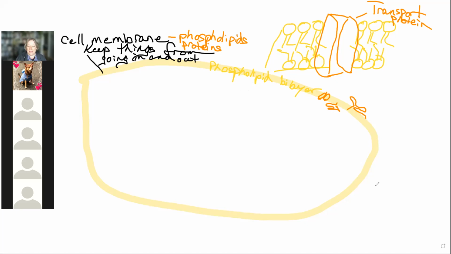Okay, so we've got our cell membrane here. I'm not going to draw any more proteins just because it takes too long. All right, so what else do we have in a eukaryotic cell? A nucleus. Okay, and it's composed of what? And how do I draw it?